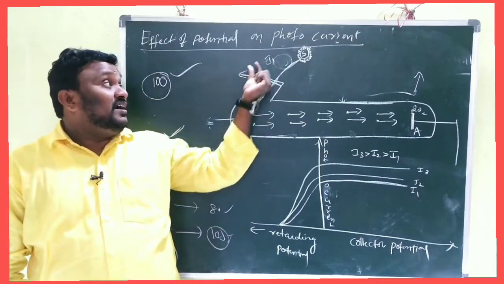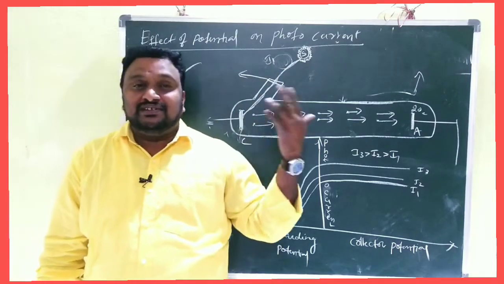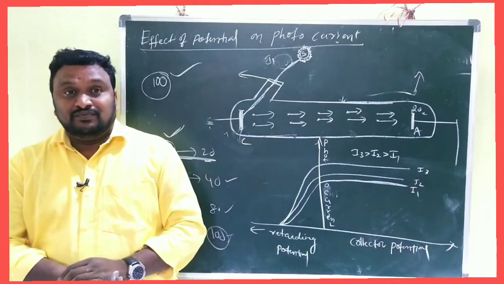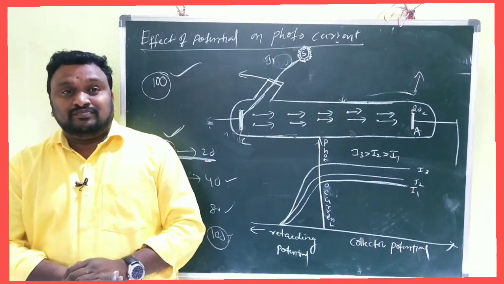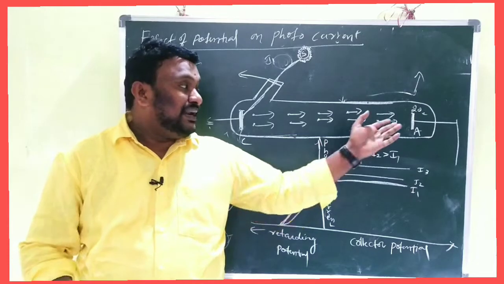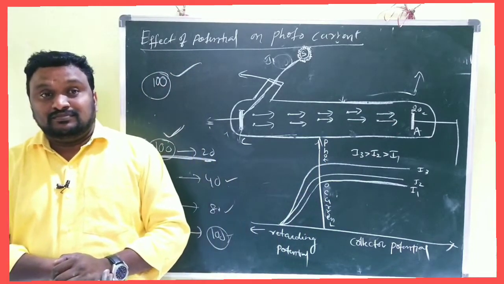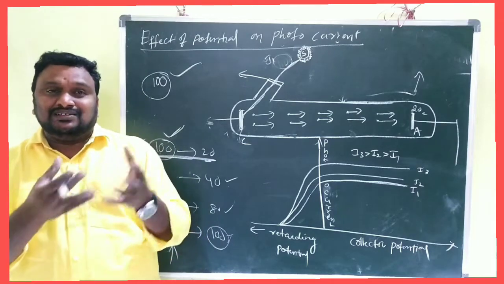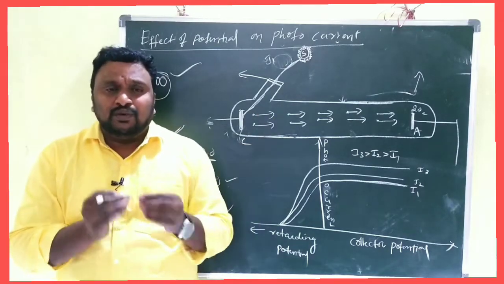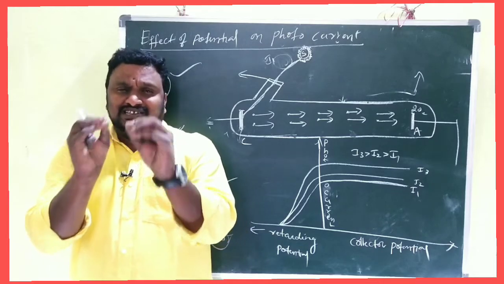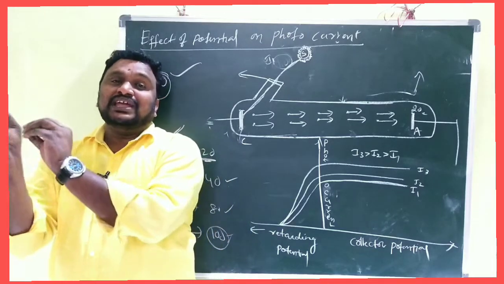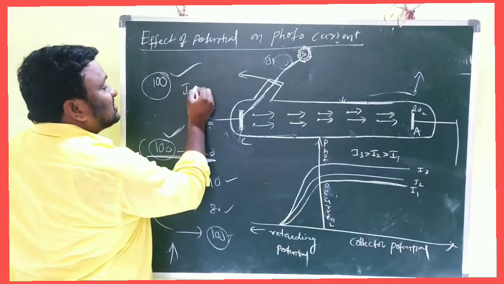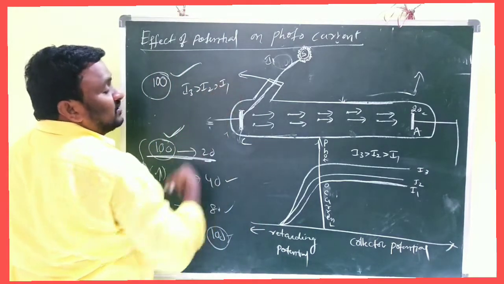Clear, children? Now we have to observe the same procedure by changing the intensity of light. First we take I1, next I2, next I3, next I4. Every time you have to observe the photoelectric current. Just now I told you that the photoelectric current is directly proportional to the intensity. Here we take I3 greater than I2 greater than I1.